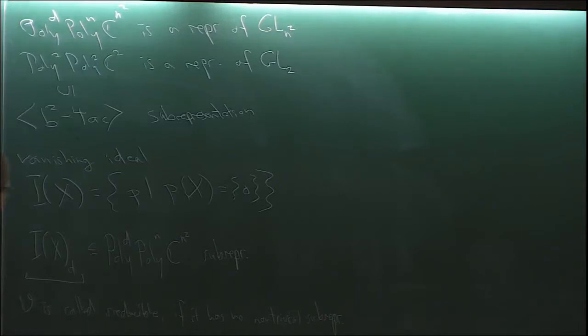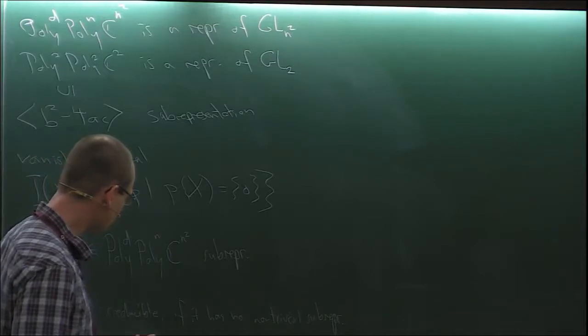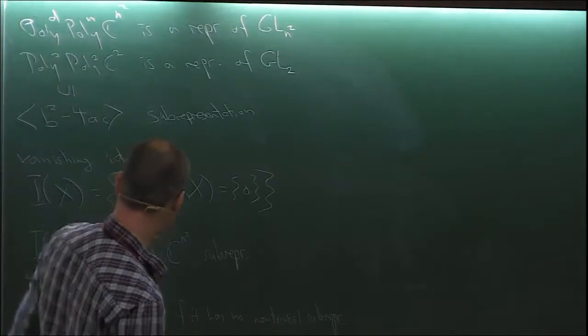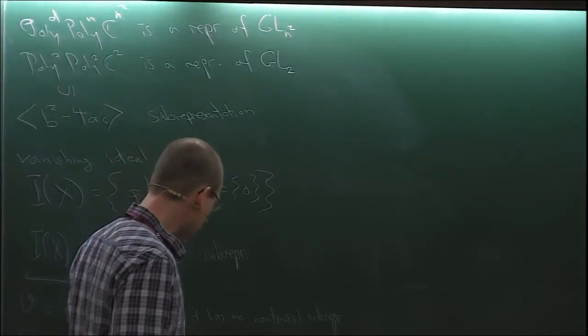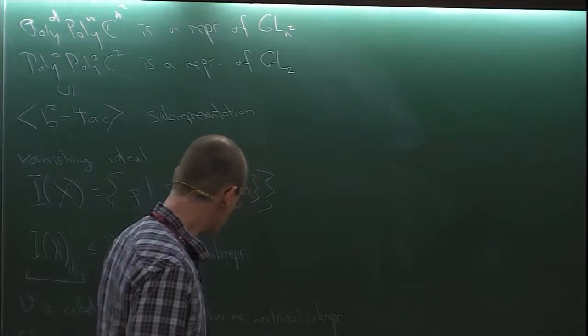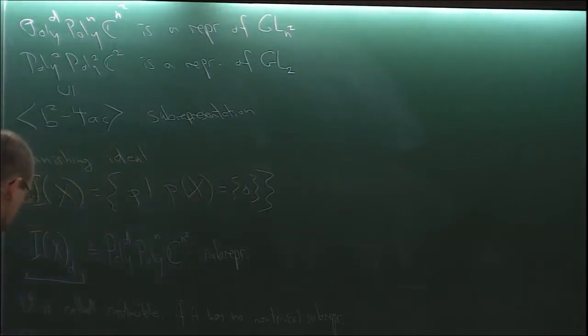And so now you say, okay, so these are irreducibles, and everything decomposes into irreducibles. So GL_N, say capital N, is reductive. This means that every GL_N representation, so also Poly_D, Poly_N of C^(N squared), for example, which is a main example, decomposes into a direct sum of irreducible subrepresentations.